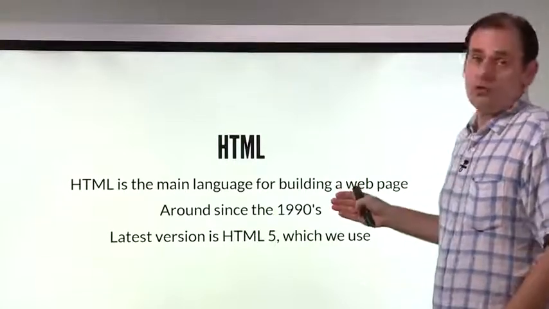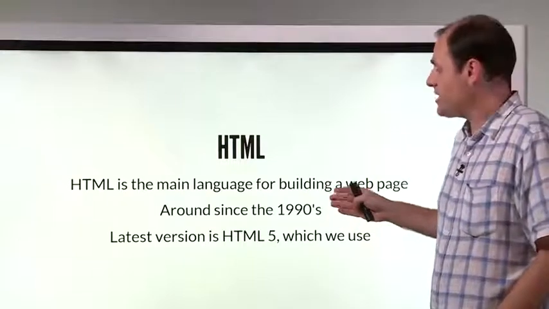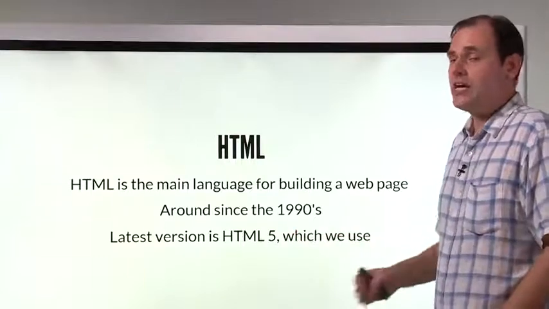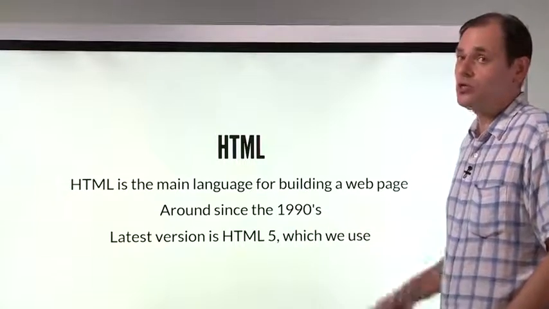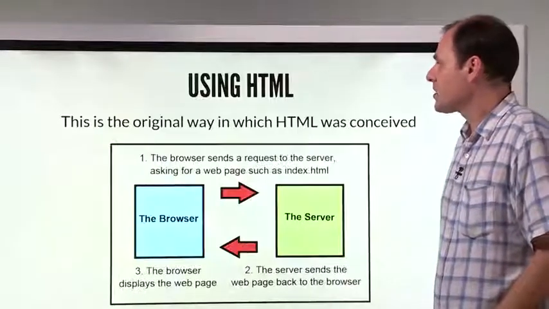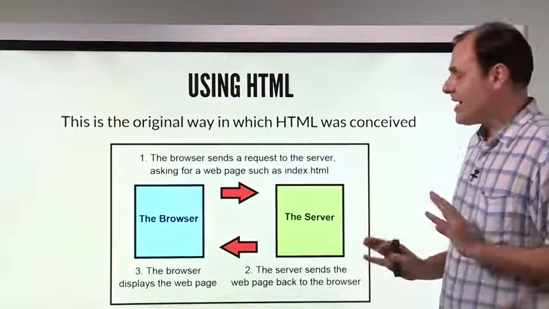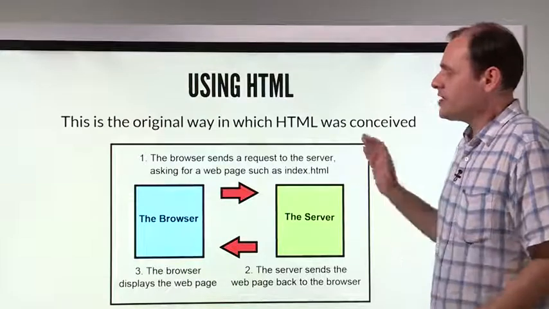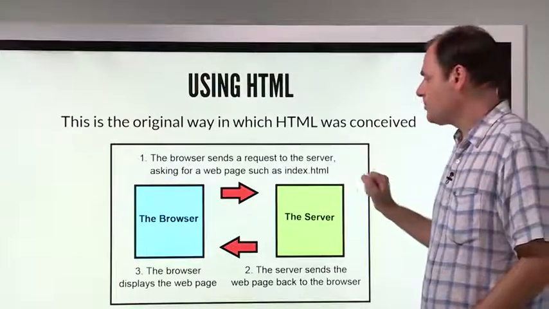So HTML, basically the main language for building web pages. It's been around for quite a long time, 25, 30 years, since the 1990s. Latest version is HTML5. This complete series of videos looks at HTML5. So before we start looking at HTML code, we need to just understand how it gets used. This is the most common way it gets used.